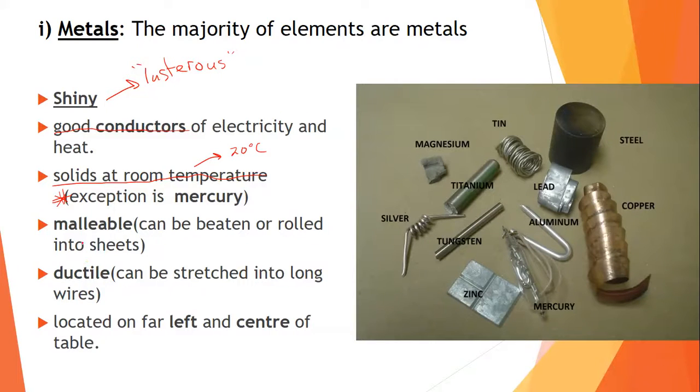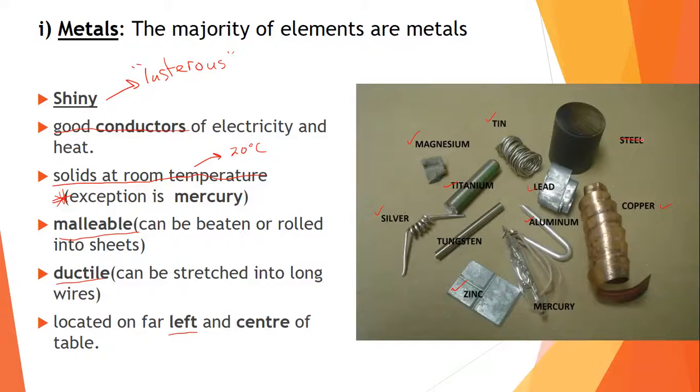They are malleable, which means they can be beaten or rolled into flat sheets. Ductile means that they can be stretched into long wires. And they are located, like I said, on the left of that staircase. Some examples you might know from everyday life: silver is a metal, tin is a metal, copper is a metal, aluminum, lead, titanium, zinc, magnesium. A teacher may have burnt magnesium for you to see what a chemical reaction looks like.